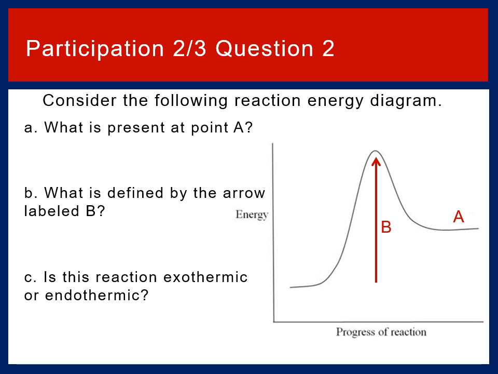Participation 2-3, question 2. Consider the following reaction energy diagram. A, what is present at point A? B, what is defined by the arrow labeled capital B? C, is this reaction exothermic or endothermic?